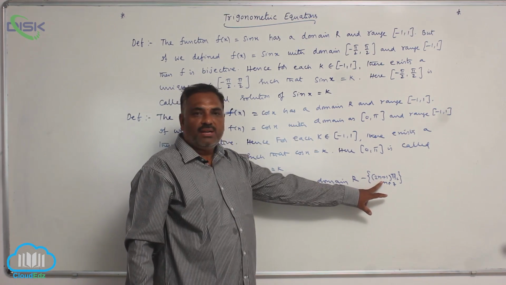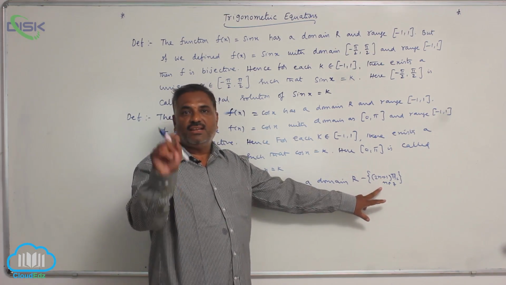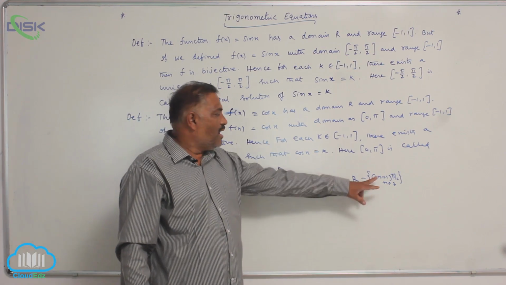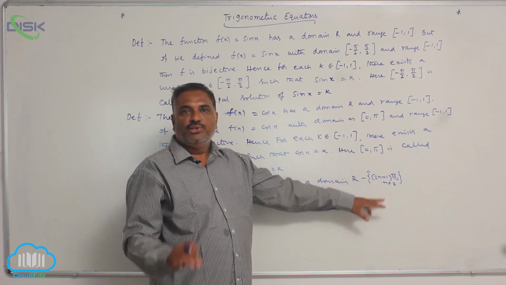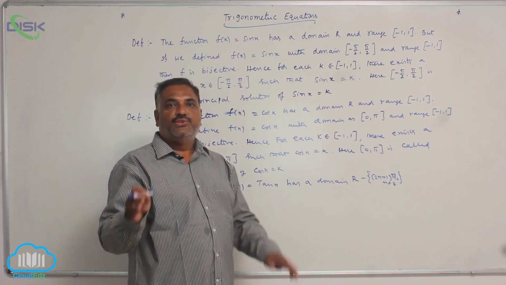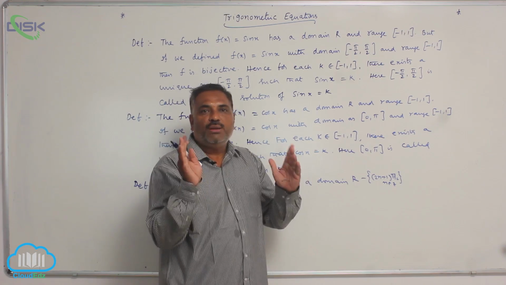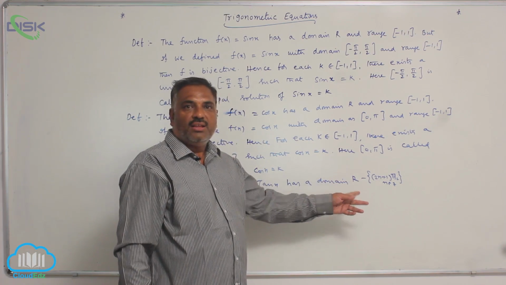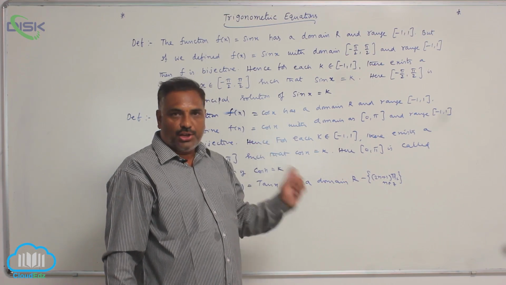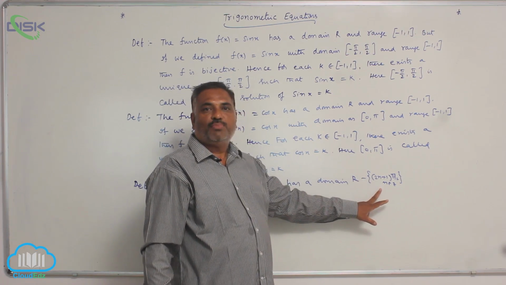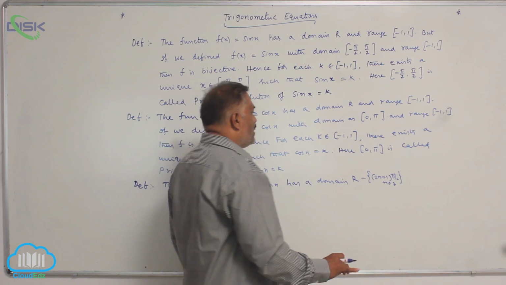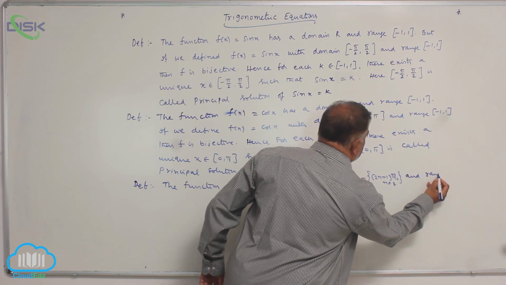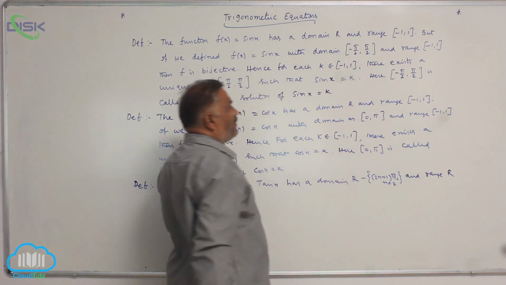Here odd multiples of π/2, as we discussed in graphs of trigonometric functions, tan is always discontinuous at odd multiples of π/2. So at those points it is not defined. So delete all these odd multiples of π/2 from the set of real numbers, so that we will get the domain. That means for the rest of the values it is continuous. Only at odd multiples of π/2 it is discontinuous. And the range is given by (-∞, ∞), or you can say capital R.